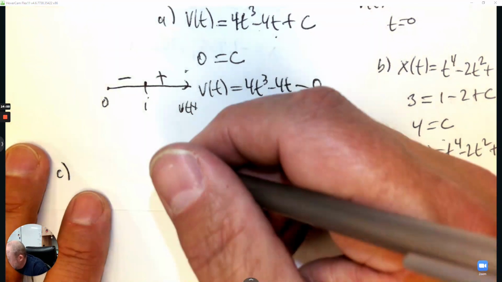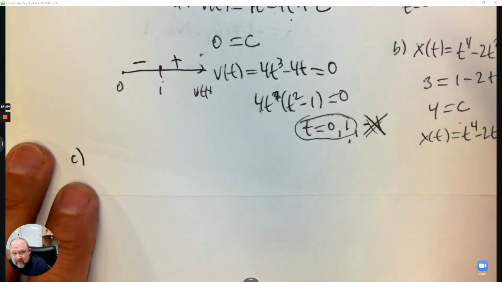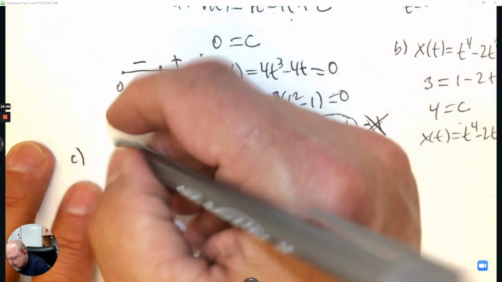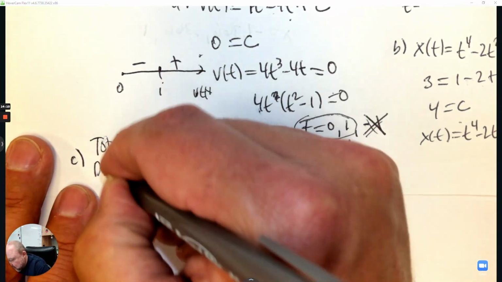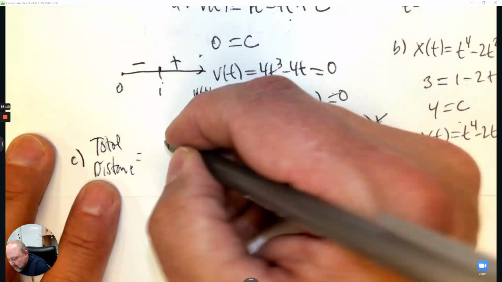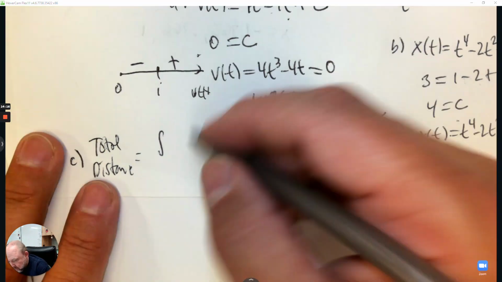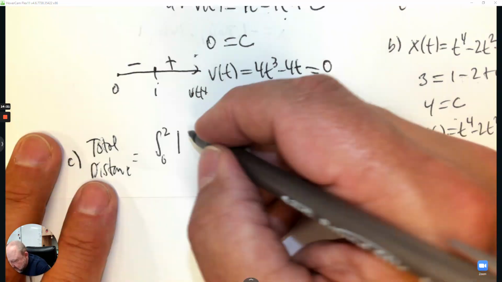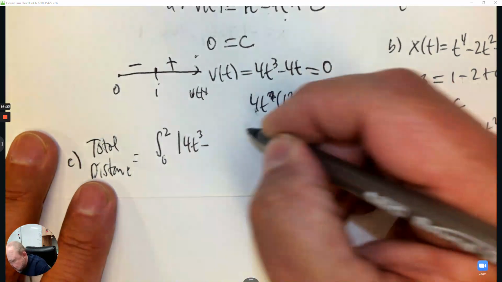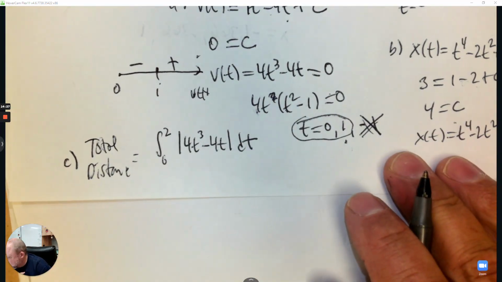Oh, are you allowed to use a calculator for this one? You are. So because you're allowed to use a calculator, I guess I could have used that all along. To find the total distance, this is a good thing to know. We are going to integrate the velocity from 0 to 2, but it's the absolute value of the velocity. The absolute value of this will give me the answer.